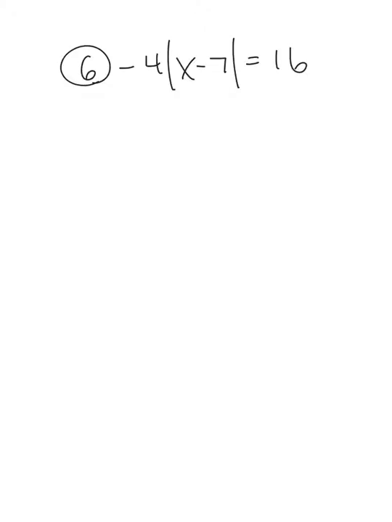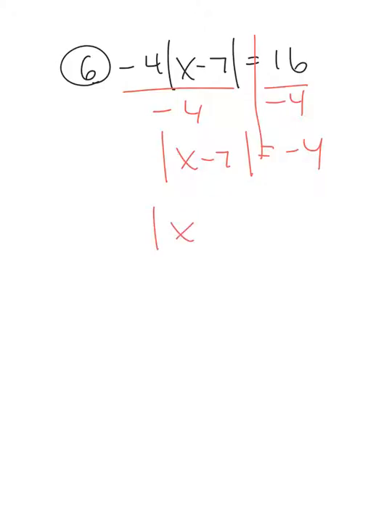In my last example today, we're going to come up with a little different solution, which we haven't seen yet in today's lesson. So again, there's my problem. I need to isolate my absolute value symbol, so I'm going to divide both sides by -4. And I have the absolute value of x minus 7 is equal to -4. So I'm going to rewrite that. So I have the absolute value of x minus 7 is equal to -4.